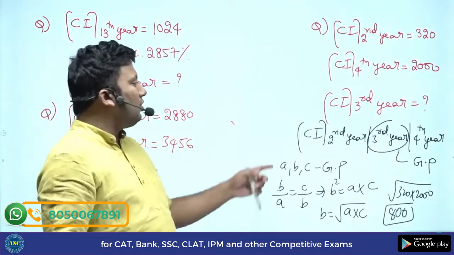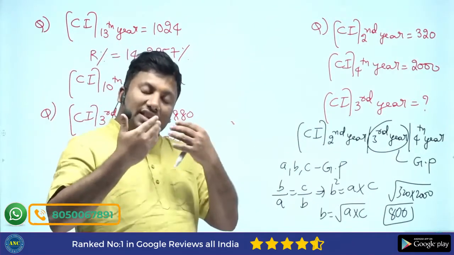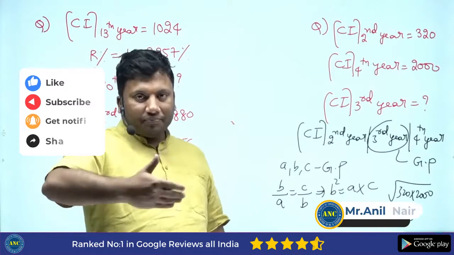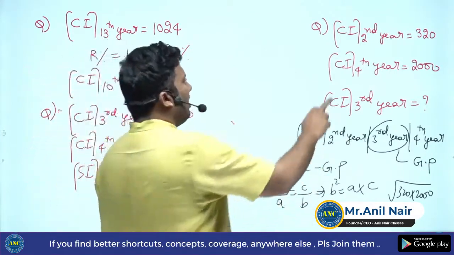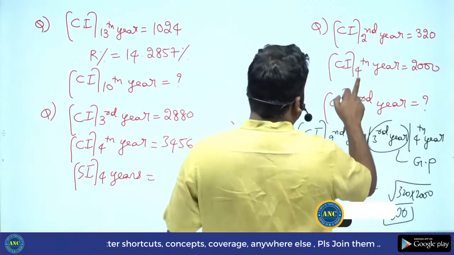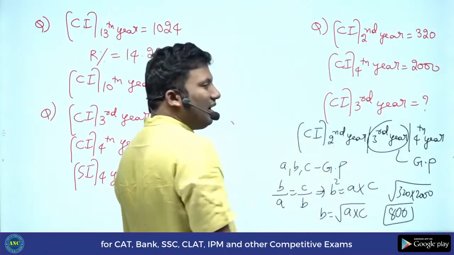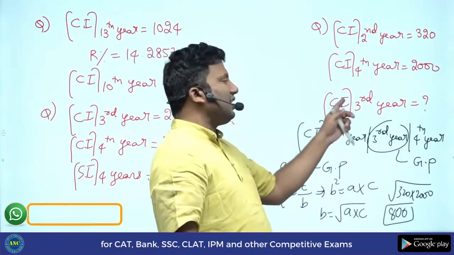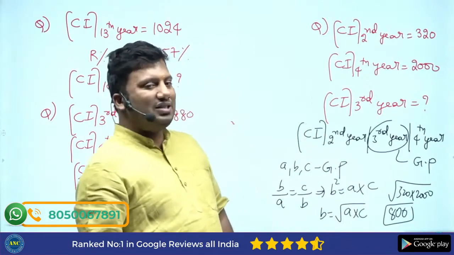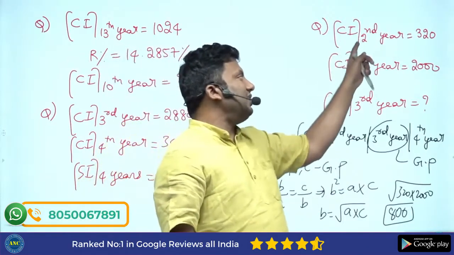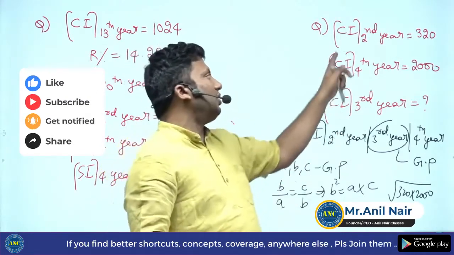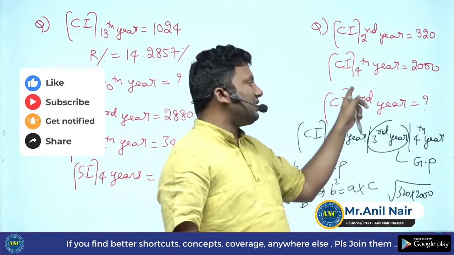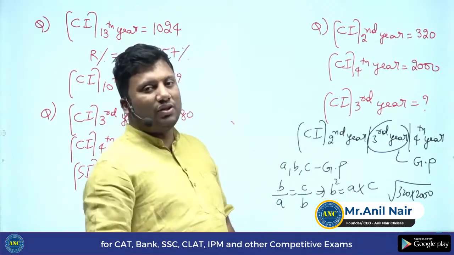The students who know this concept, that CI at the end of particular years consecutively are always in geometric progression. Second year is given, third year is given, fourth year. Second, third and fourth, so third is nothing but the middle value. Second is given, eighth is given, fifth year, that is also the square root. Second is given, 12th is given, seventh year, that is also the square root.